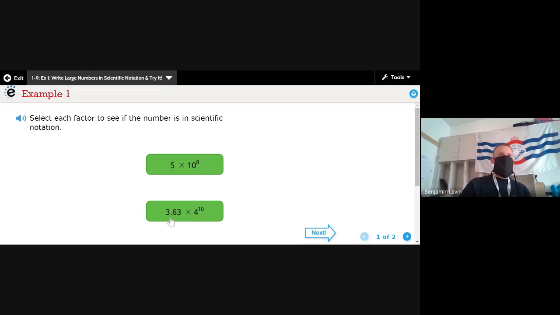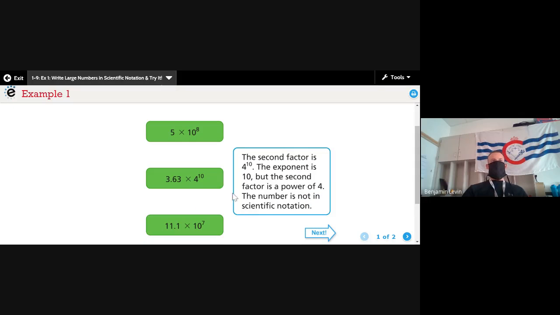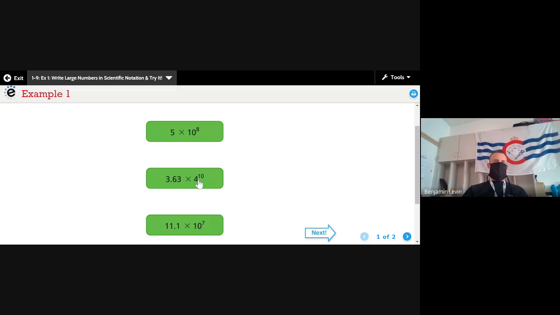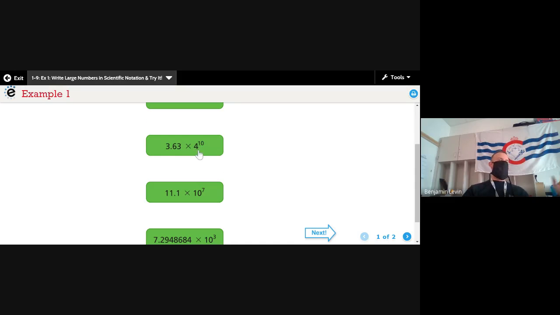Same with this one. You have one number left of the decimal, and then you have other numbers in your decimal, and then times, oh, but look, this is times 4 to the 10th. It needed to be times 10 to the 4th. So this one is not scientific notation because it's not base 10. We always need base 10 because base 10 is what allows us to move the decimal point one place to the left or one place to the right.